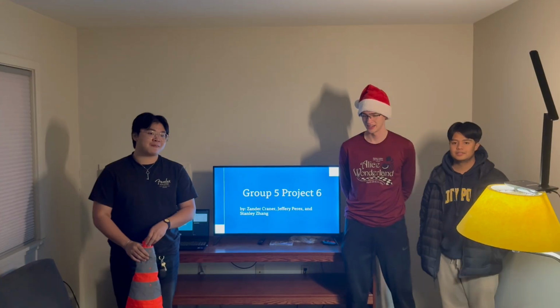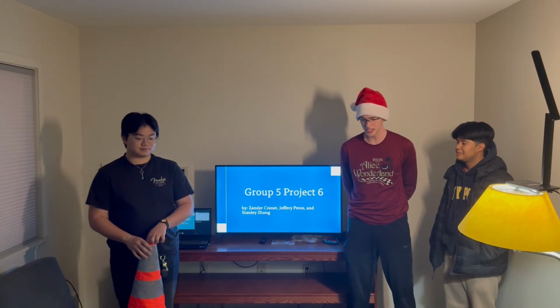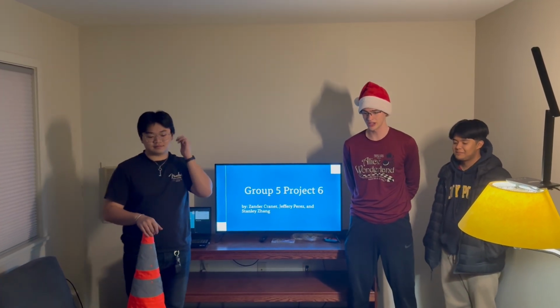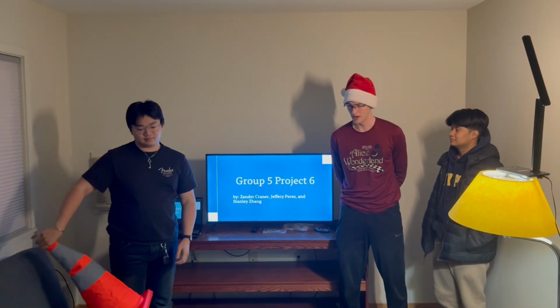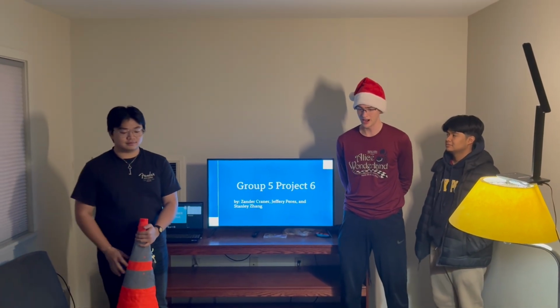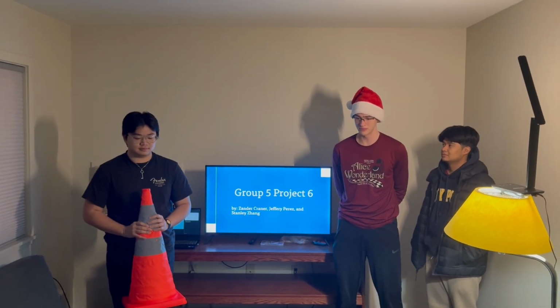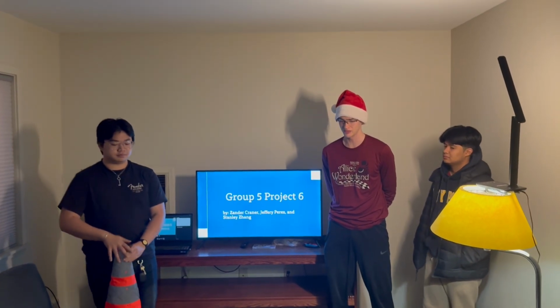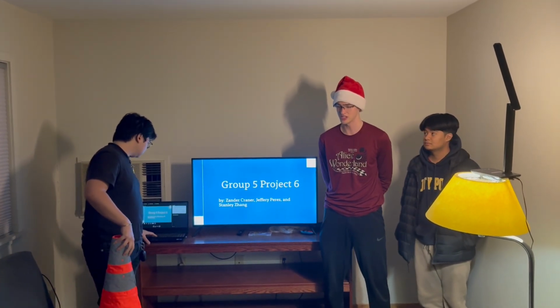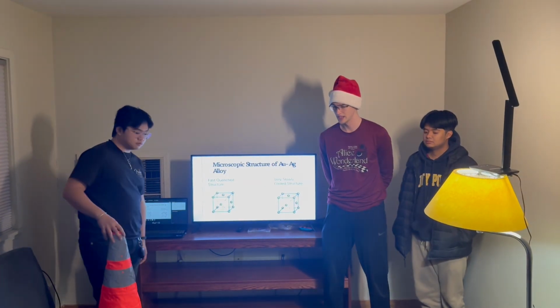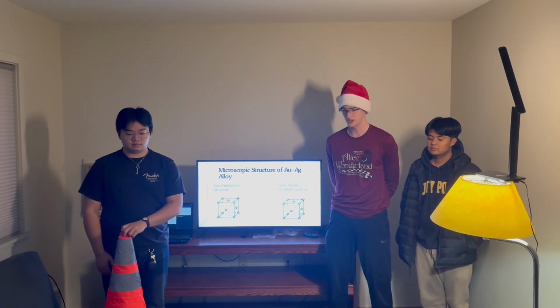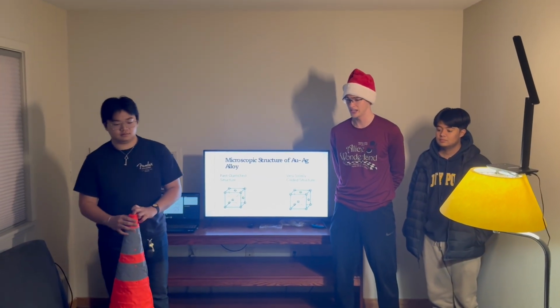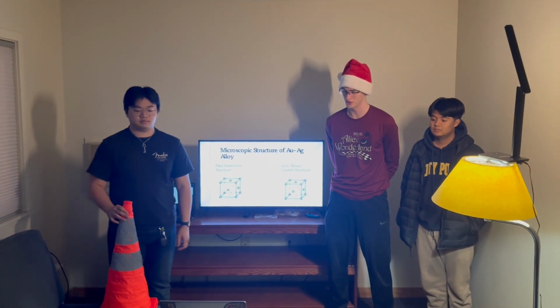And I'm Jeffrey Perez. And today we'll be discussing the microscopic structure of a gold-silver alloy, how it behaves during cooling, how this alloy can be used for memory-type devices, and finally how to calculate densities of gold and silver using FCC crystal geometry. Let's begin with the microstructure of a gold-silver alloy containing 40% weight percent gold.